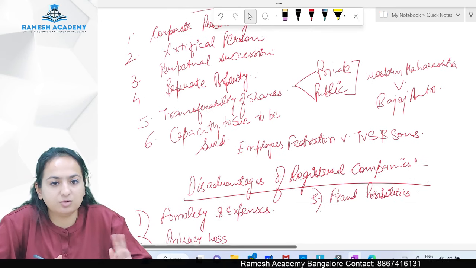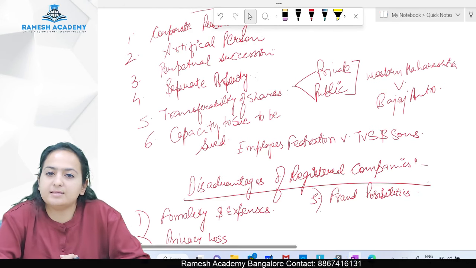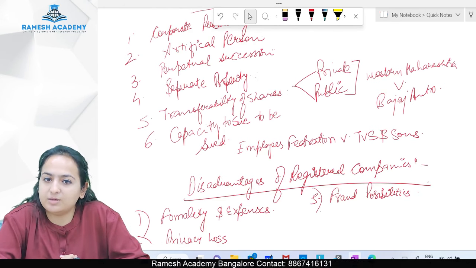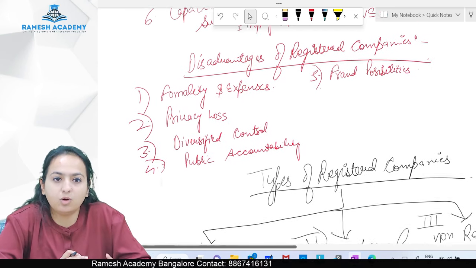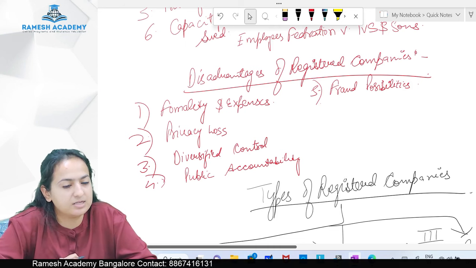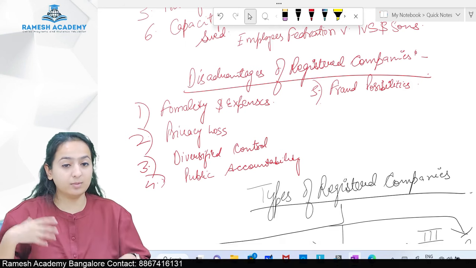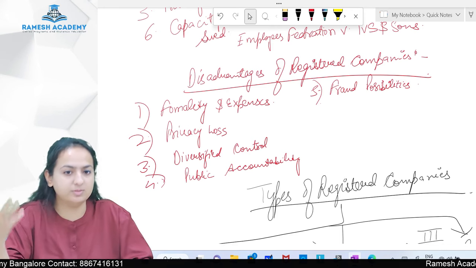Thereby we have mentioned 2 case laws. One was SM Maharashtra versus Bajaj Auto, and second was Employee Federation versus CDS and Sons. Then is disadvantage of the registered company. What was disadvantage of the registered company? Formality and expenses are more, privacy loss is there, diversified control, public accountability and fraud possibilities can happen.